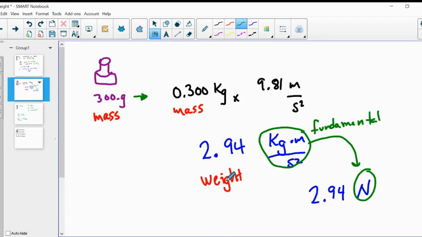And these are known as fundamental units. But for simplicity, we're going to call that a Newton. So once again, 1 Newton is 1 kilogram meter per second squared.